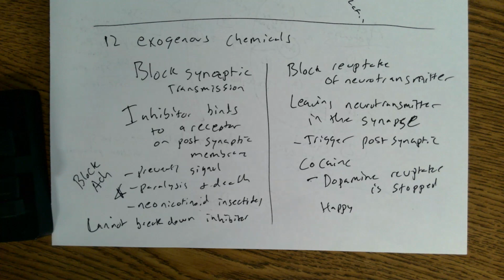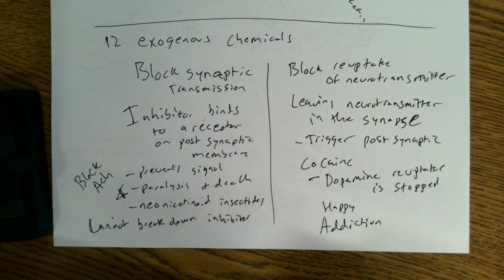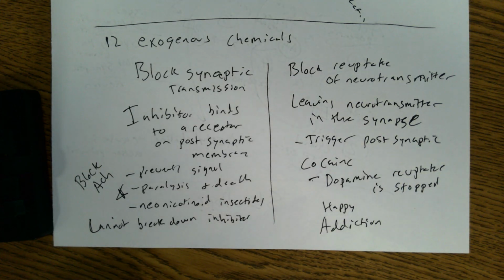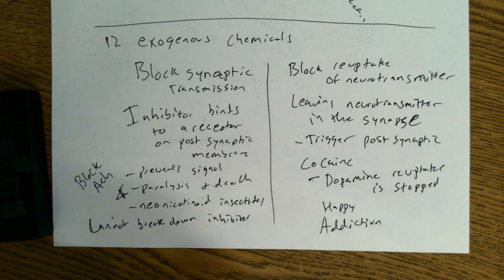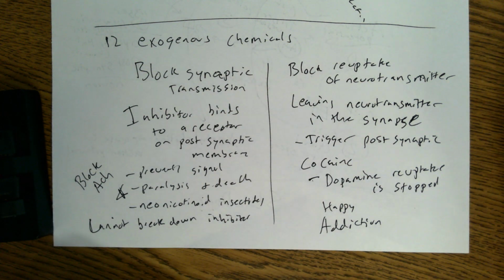But this leads to addiction, and it causes you to have a hard time feeling a natural high. And so it has a really negative effect in the long term especially. So those are the two types of chemicals that can affect synaptic transmission.